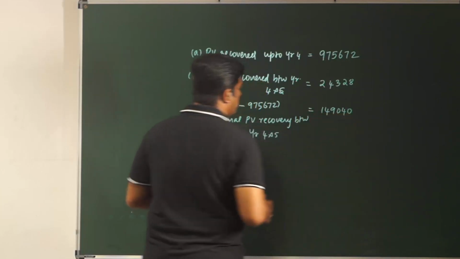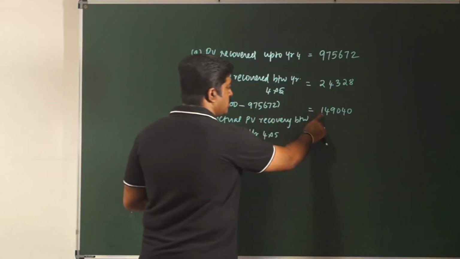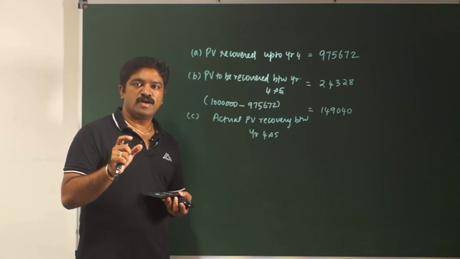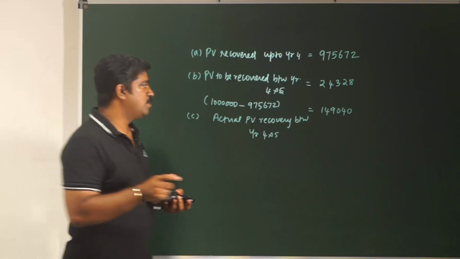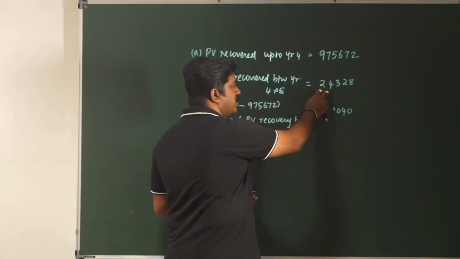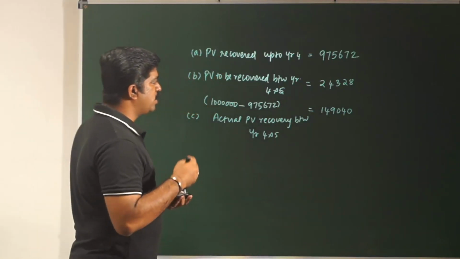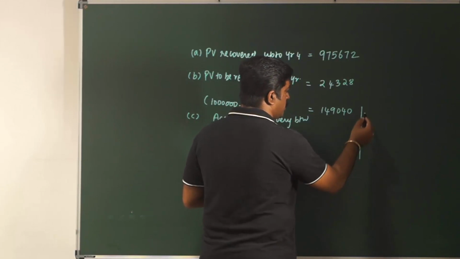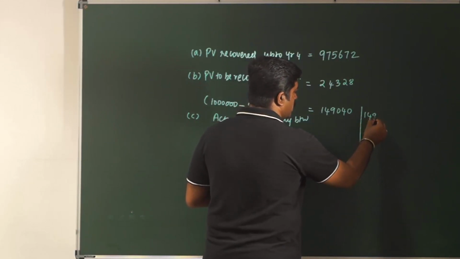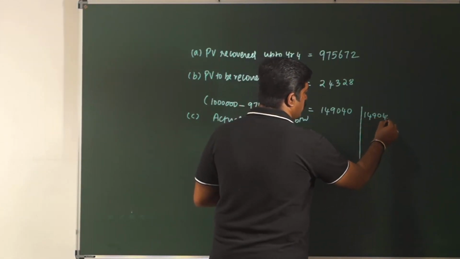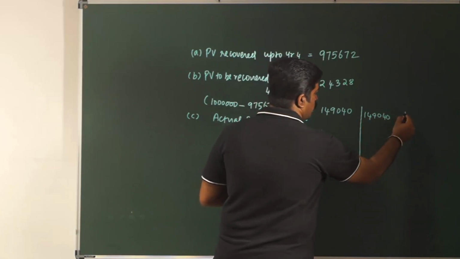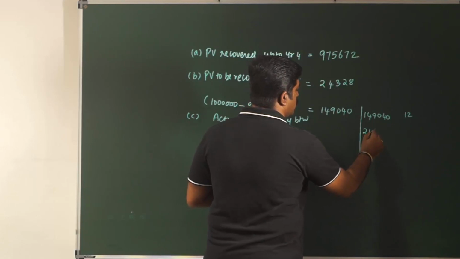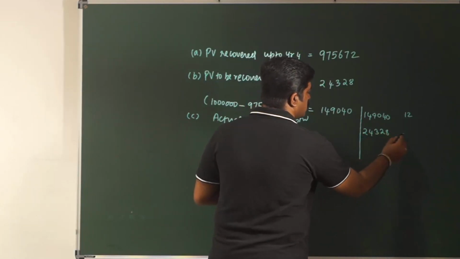149,040. Now we have to appreciate one point. This 149,040 is recovered between year 4 and 5 for a period of 12 months. We are concerned about the time that is taken for recovering this 24,328. So by doing some kind of cross multiplication, we can find it easily. How? Let me put it here. This 149,040 is recovered over a period of 12 months. What is the time period required for recovering 24,328?